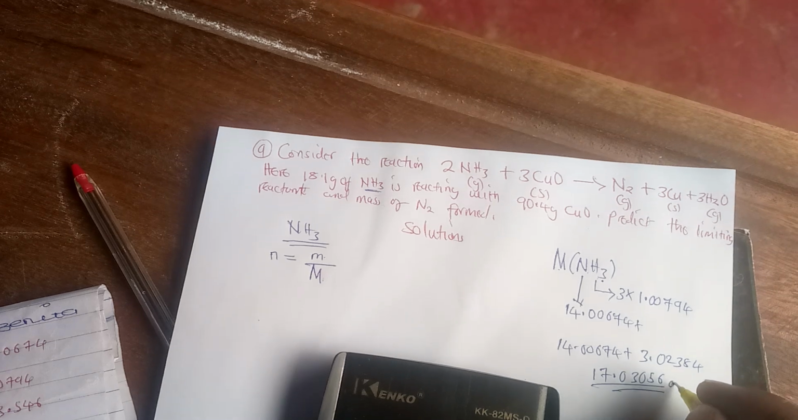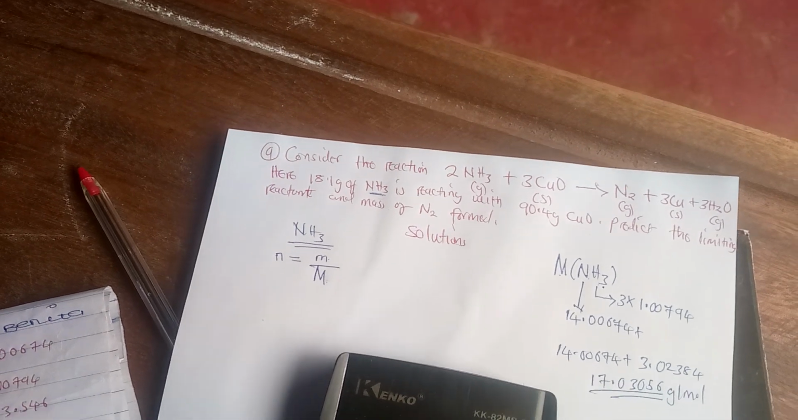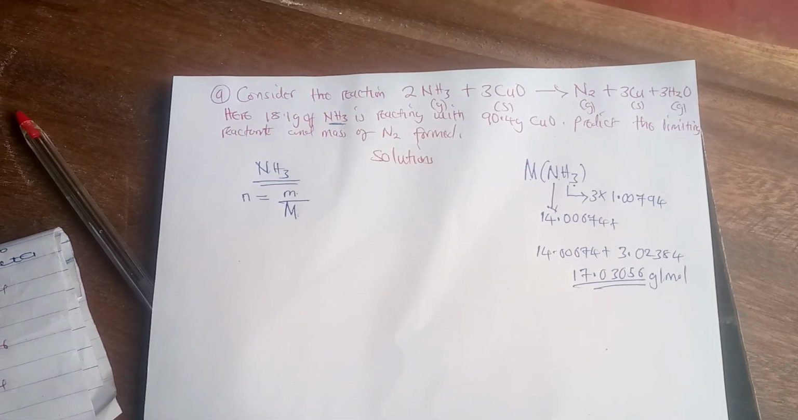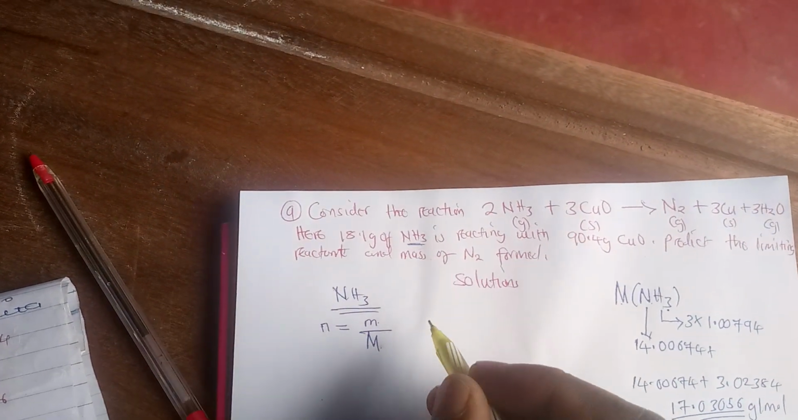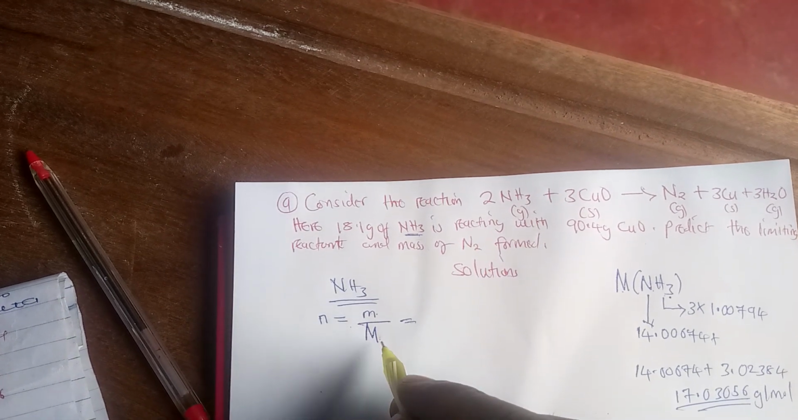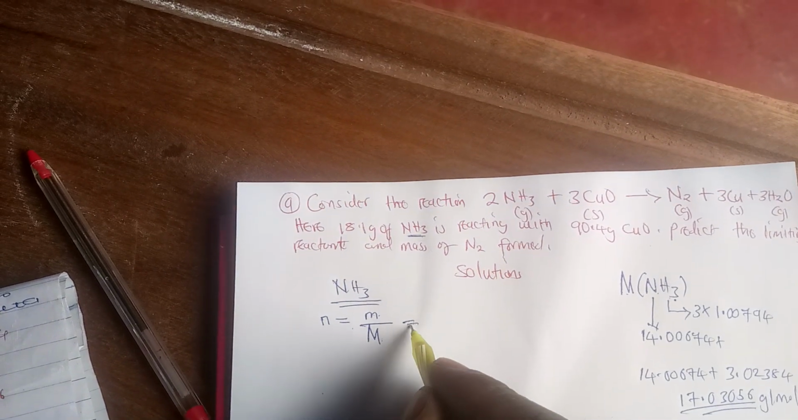So we say grams per mole. Molar mass is measured in grams per mole. Those are the SI units of molar mass. Okay, so now we get back to our formula where we are saying number of moles is equal to mass over molar mass. Okay, so what is mass?